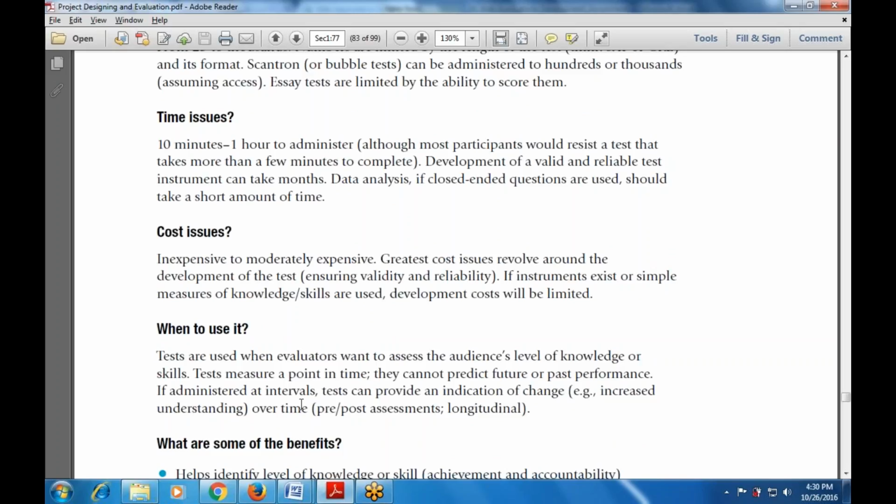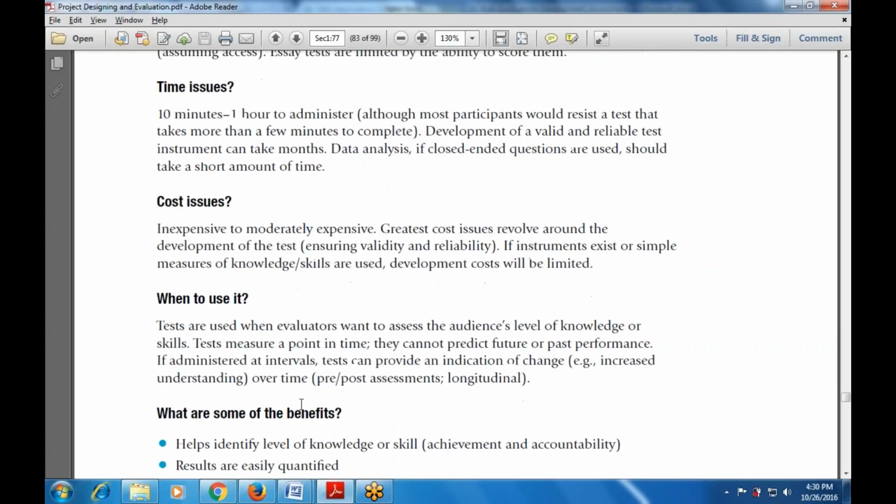They cannot predict future or past performance, and if it is administered at intervals, a test can also provide an indication of change. That indication of change is provided at various levels, with increased understanding over time, that is, the pre-post assessment, longitudinal.